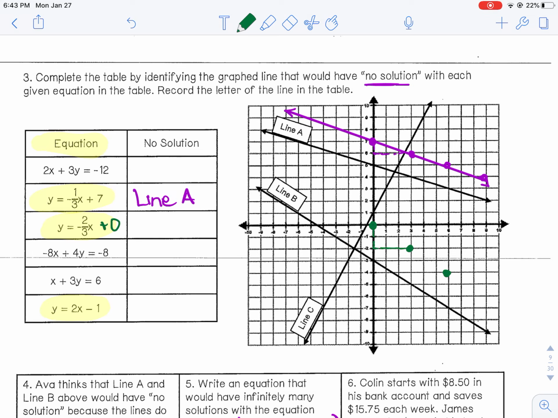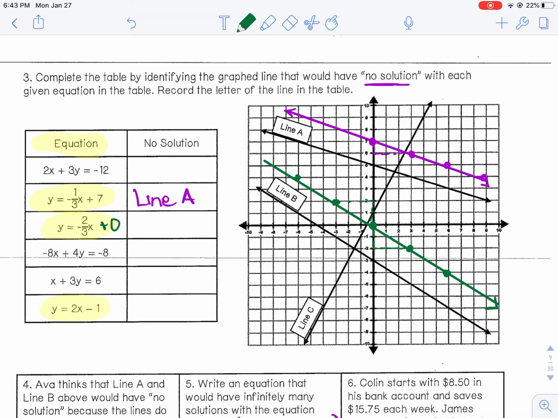Okay, I'm going to go back to the middle and go the opposite way, so I'm going to go up 2/1, 2, 3. Okay, so I can get a good idea of what this line looks like. All right, and that one has no solution with line B.